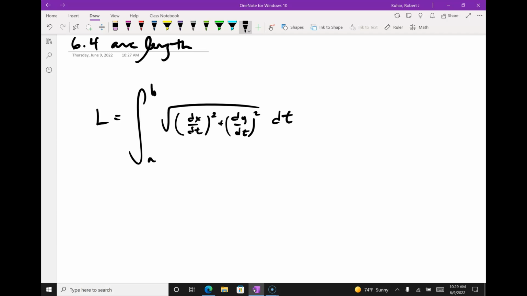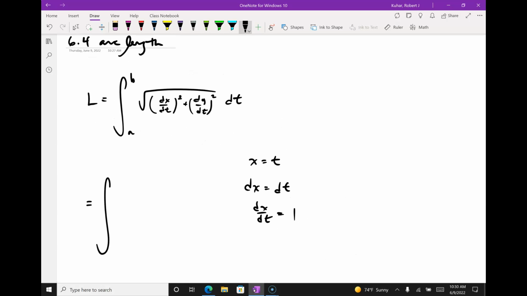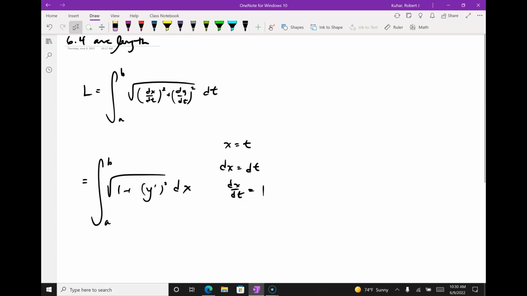But of course, if x equals t, right, dx equals dt, right? And dx dt equals what? 1. So this thing could turn into the square root of 1 plus y prime squared dx. So those are the two I want you to have on your formula sheet. Right, do you agree with that? If x is t, if it's that simple parametric equation problem that I have, right, you agree? dx dt is 1. If I take the derivative of x, I get 1, yes? And then dx is dt, same thing. So I just converted everything, right? So these are the two.